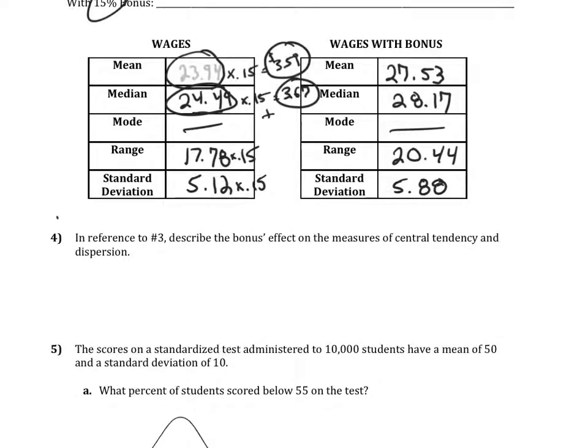Okay, when comparing our results, it says, describe the bonus's effect on the measure of central tendency and dispersion. So what we can see is all our values increased by 15%.